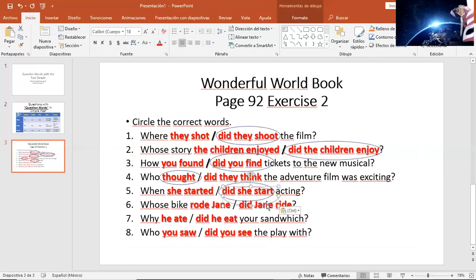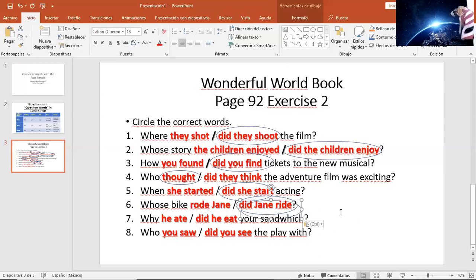All right, now number six. Let's continue with number six. Whose bike rode Jane or did Jane ride? Well, we have the question word, then the auxiliary did, then the subject, and then the verb. So the correct answer is this one. Whose bike did Jane ride? Okay?